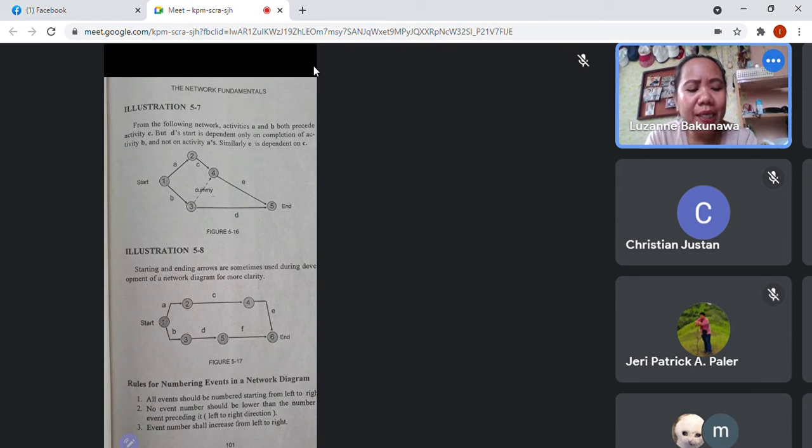Then activity D is dependent only on the completion of activity B, no? Activity B. So mo start si D. And not on activity A. Mention si A, oy. So, similarly, E is dependent on C. Asa man si C?